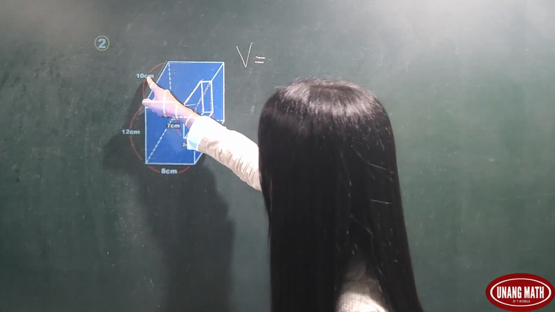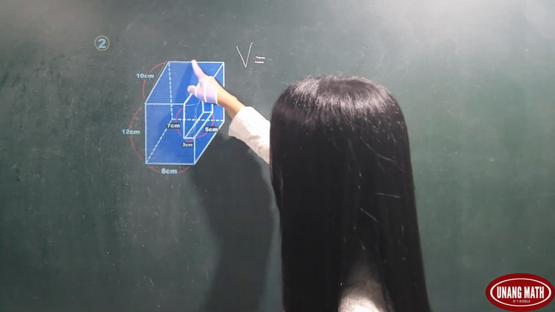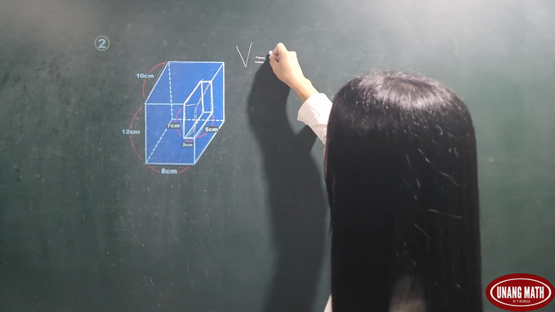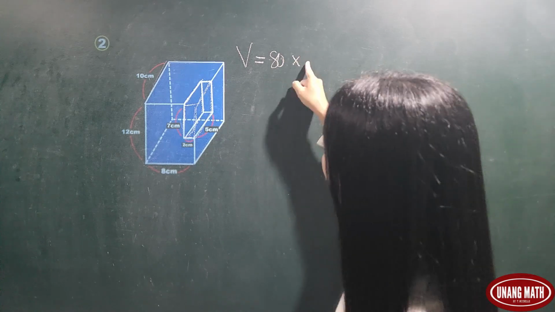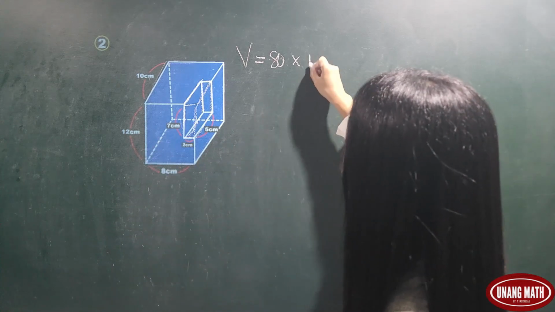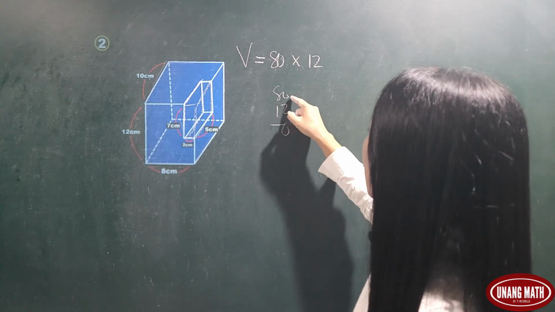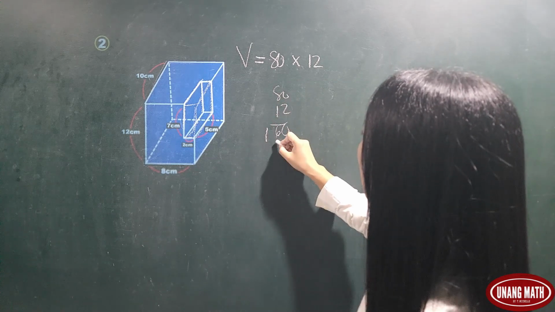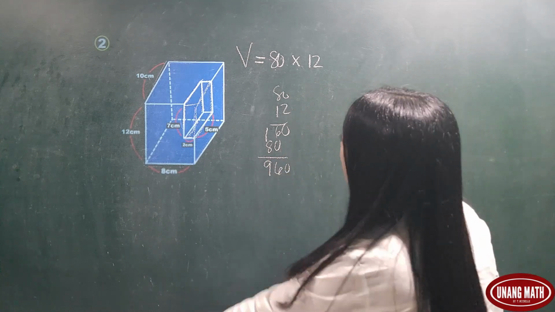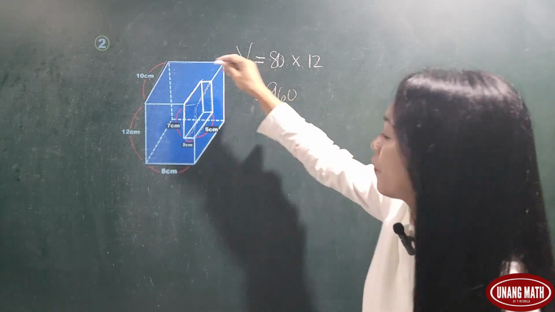So for the base, this side is 10 centimeters. Okay, what about this side? 8 centimeters. So 10 times 8, it's going to be 80. So 80 times the height of this figure, which is 12. Okay, 80 times 12. So this is going to be 960. So 960 for the whole figure.